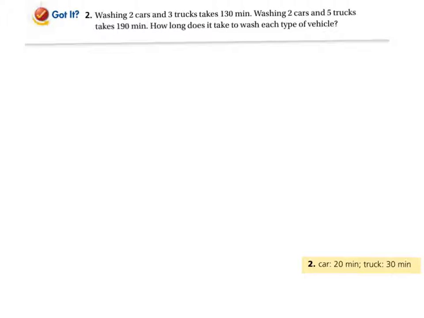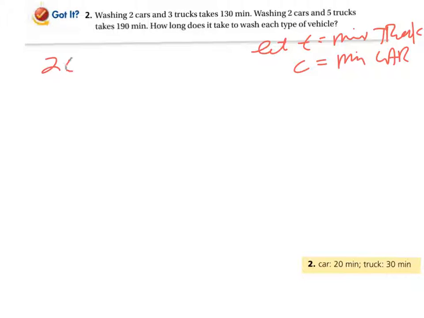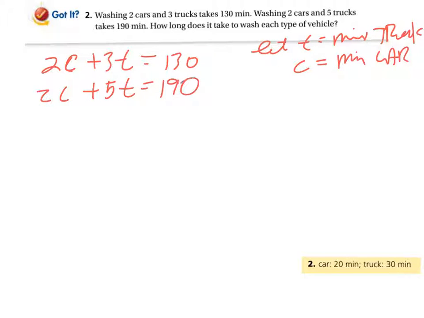So we're going to need some let statements here. Let T equal minutes to wash a truck, and C equal minutes for a car. So I do know that if I have 2 cars, 2 times the number of minutes for a car, plus 3 times the minutes for a truck, that's 130 minutes. I also know if I have 2 cars and 5 trucks, that's 190 minutes.